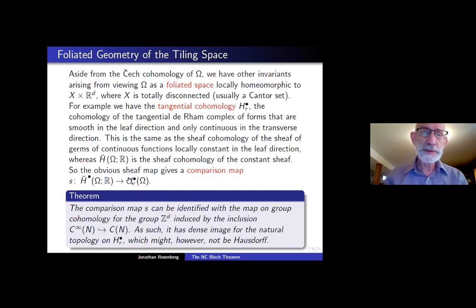It's what Cal Moore called an almost Polish group. So it has a natural topology and it's a quotient of something which has a nice topology, but it may not be Hausdorff.